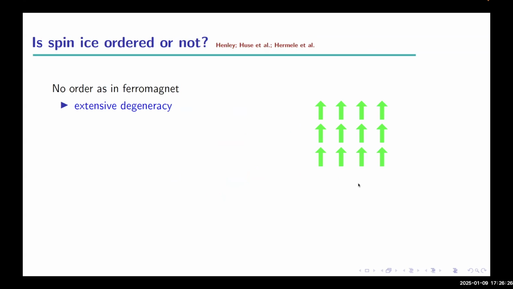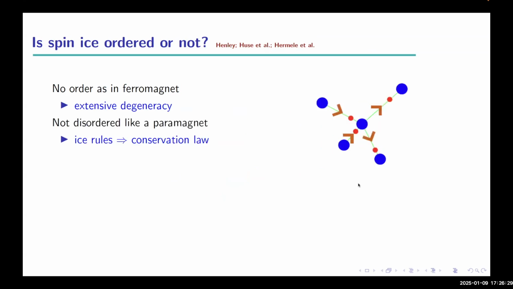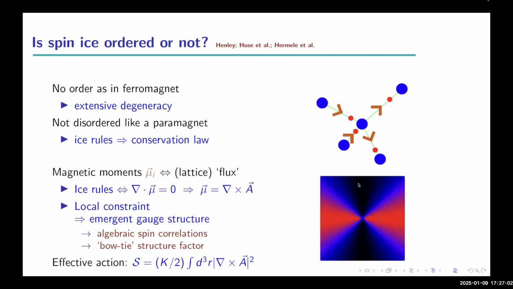insight was that spin ice is neither ordered like a ferromagnet, nor is it disordered like a paramagnet. But actually, the ice rules can be cast in the form of an emergent conservation law. If you think of the spins as representing fluxes on the network defined by the centers of the tetrahedra, you see that it's basically a divergence-free field. At each node of the network, 2 fluxes come in and 2 fluxes go out. So this takes the form of a conservation law. If you write the magnetic moments as mu, then the lattice divergence vanishes.